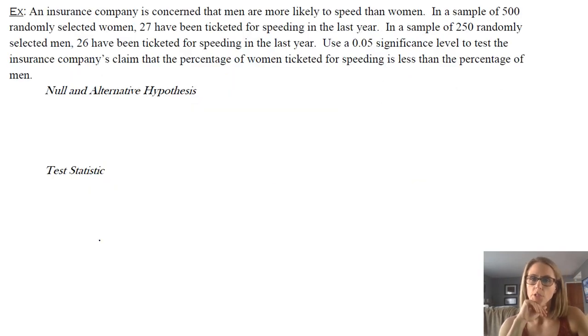An insurance company is concerned that men are more likely to speed than women. Do you think that's true? In a sample of 500 randomly selected women, 27 have been ticketed for speeding in the last year. In a sample of 250 randomly selected men, 26 have been ticketed for speeding in the last year. Use a 0.05 significance level to test the insurance company's claim that the percentage of women ticketed for speeding is less than the percentage of men.